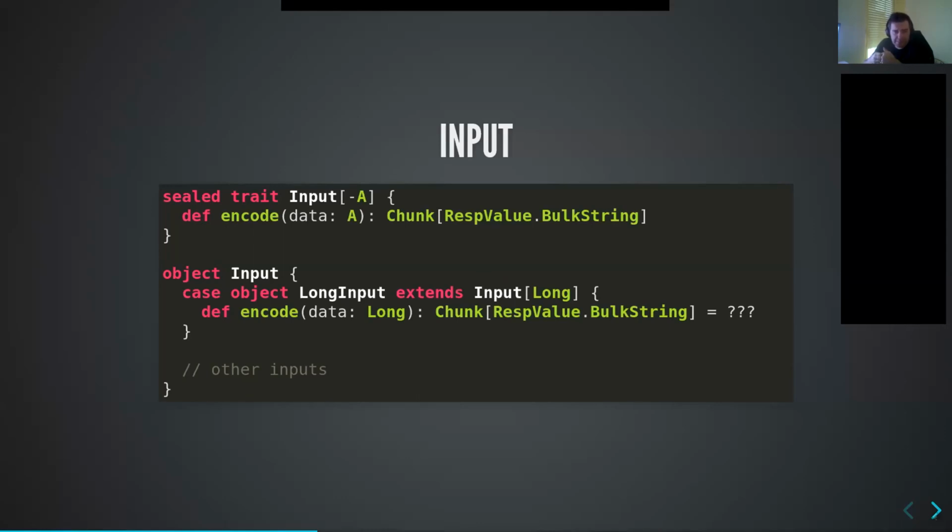I've given one example of an input, which is long input. It basically just extends input and provides an implementation of encoding, so it converts this long into a proper REST value. But we also have a bunch of other terms, for example, string inputs, Boolean inputs, no inputs, and many other tuple combinations, as well as non-empty list. Basically, I think at this point there are between 25 and 30 various terms that describe all of the possible inputs we have on Redis commands.